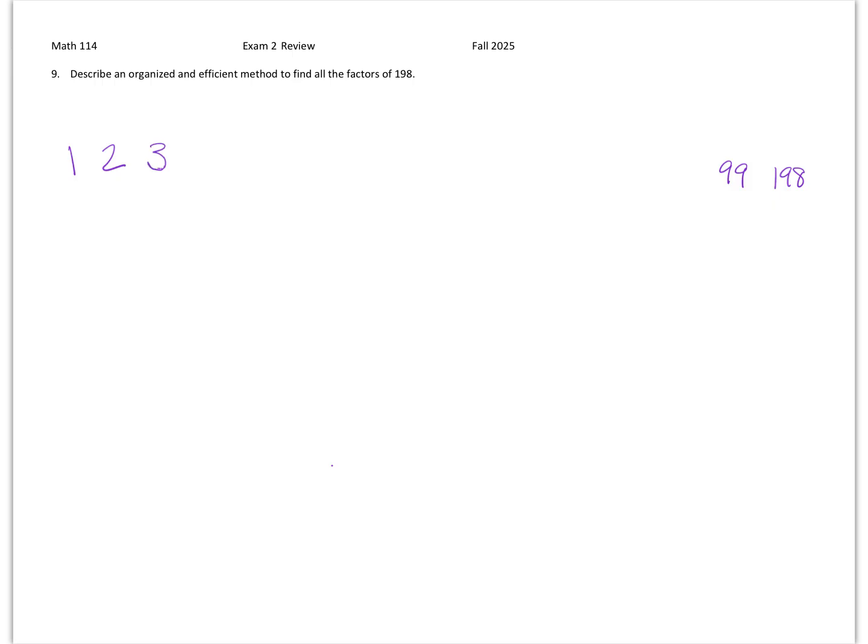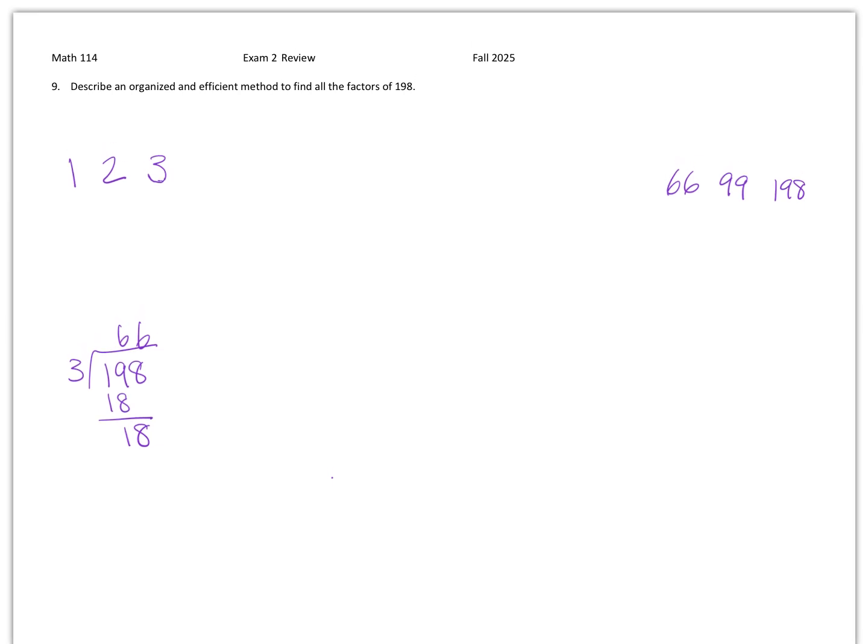And if I want to know the other factor, I might have to divide. 198 divided by 3. Okay, so that's 6. 6 times 3 is 18. Subtract, you get 1. 3 goes into 18 6 times. So 3 times 66 is 198. Okay, so next I'm going to test 4.